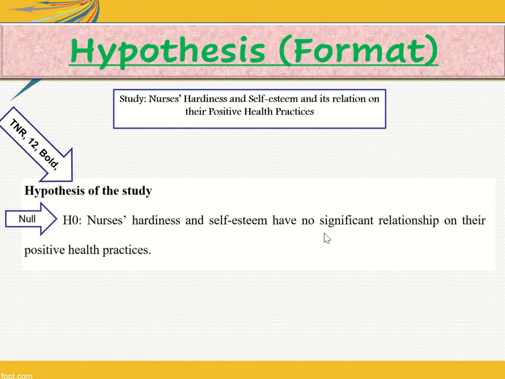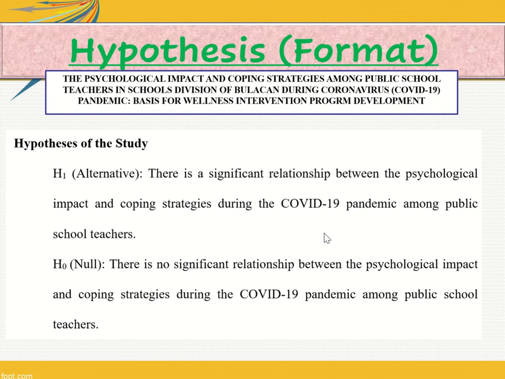Okay, so no significant relationship. So another example, in another university, pinapakita nila in their format, they show the alternative and the null hypothesis. So again, this sample naman is a topic kanina pa rin, psychological impact and coping strategies among public school teachers during the COVID-19 pandemic. So H sub 1, this is our alternative. Sabi rito, there is a significant relationship between psychological impact and coping strategies during the COVID-19 pandemic among public school teachers. Tignan nyo, you have to be guided.